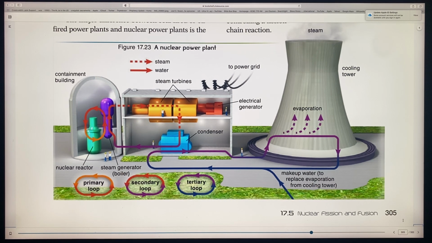You can see, okay, this is the cooling tower, that big tower you see. Okay, this is to the power. You can see that nuclear reactor in itself is pretty small. And this is a huge factory, right?